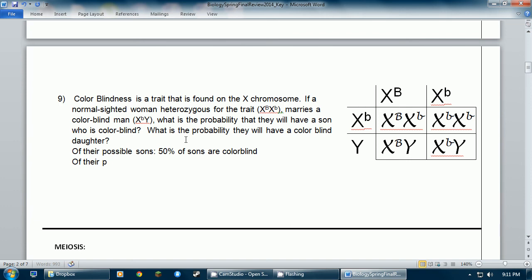Of their possible children, 25% of their children will be boys who are colorblind.